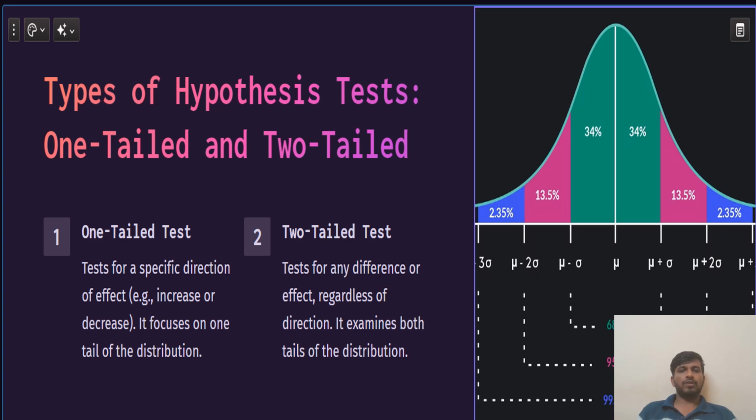Types of hypothesis test. One-tailed and two-tailed. A one-tailed test is a test for a specific direction of effect, increase or decrease. It focuses on one tail of the distribution. Two-tailed test. A test for a difference or effect regardless of the direction. It examines both tails of the distribution.